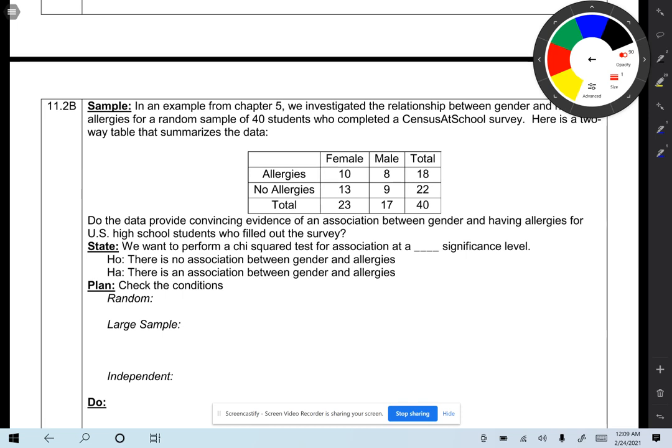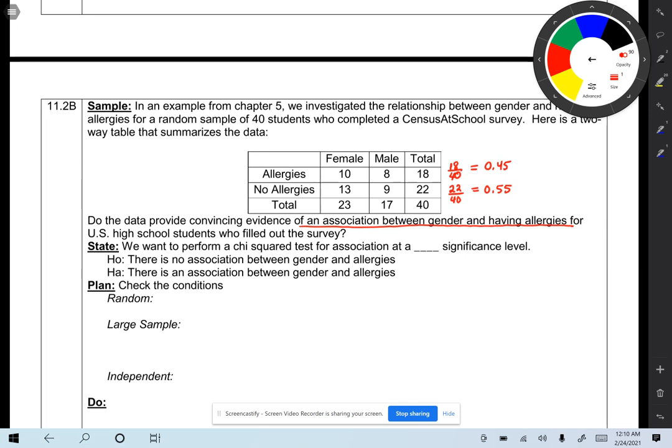So we have 18 out of 40, which is 0.45. And then we have 22 out of 40, which is 0.55. Do the data provide convincing evidence of an association between gender and having allergies for U.S. high school students who filled out the survey?